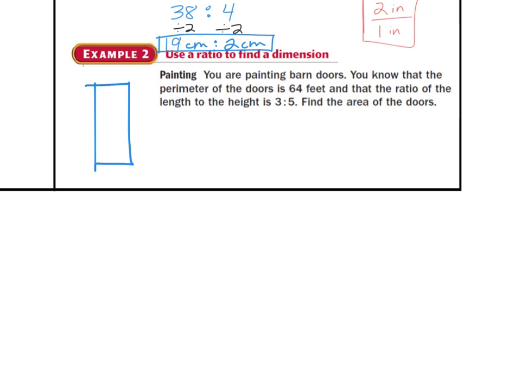You know that the perimeter of the doors is 64 feet. The ratio of the length to the height is 3 to 5. Find the area. All right, it's given you a ratio. You do not know the side lengths. All you know is the perimeter, which is the distance all the way around. So 3 to 5.